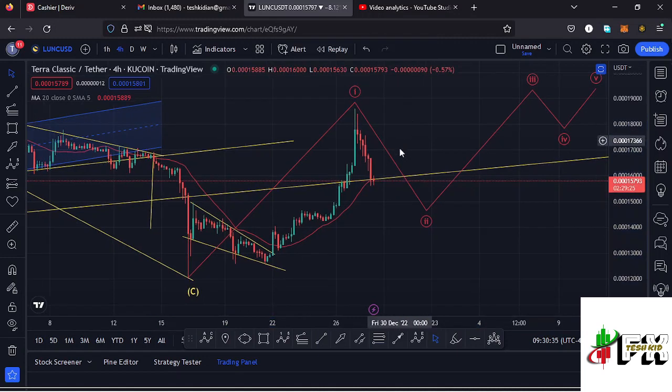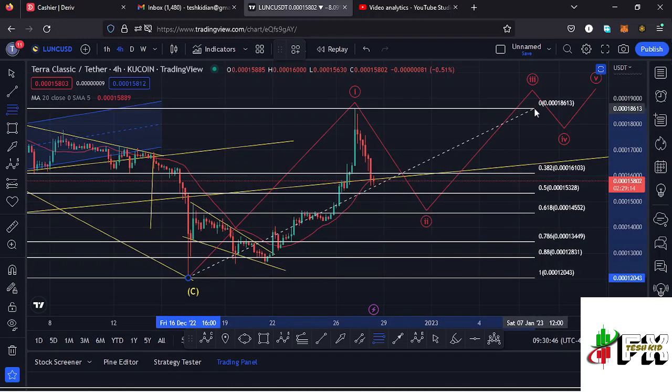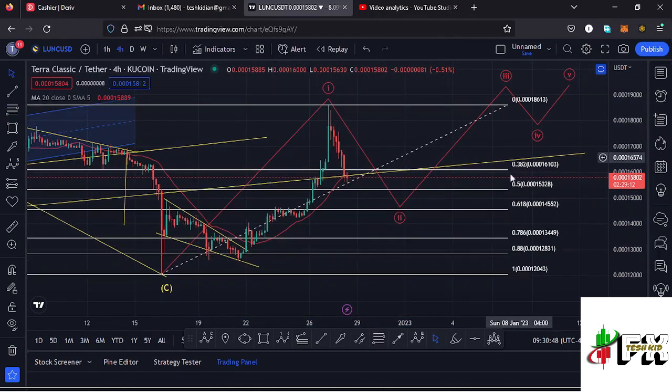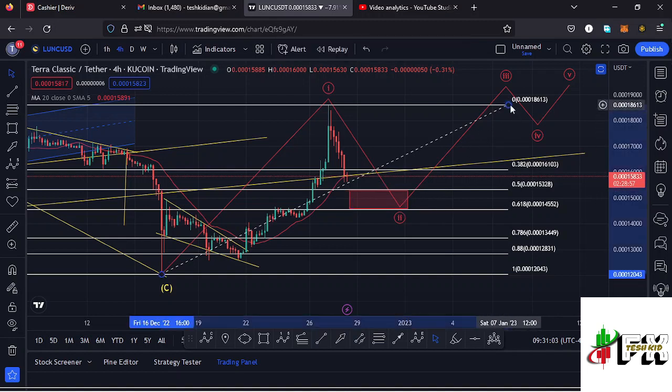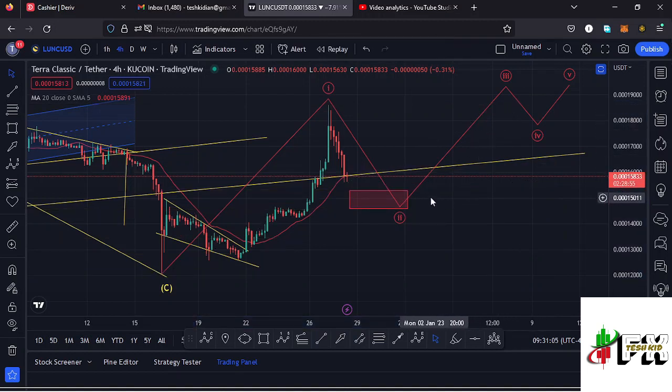and sketching out a minimum target area to the lower side in the formation of this second wave using the Fibonacci's, connecting them from the low of the first wave to the high of that wave 1. That gives me a minimum retracement area between the fib level 0.5 and the fib level 0.618, which perfectly lies between the $0.0001532 mark and the $0.000145552 mark. And that gives me the short-term scenario that I'm expecting to play out here on the Lunc chart.